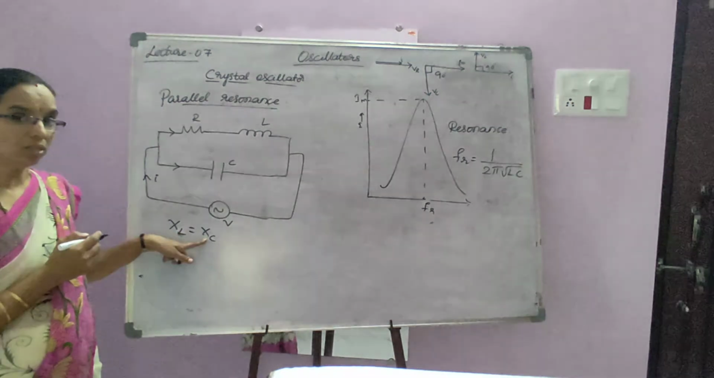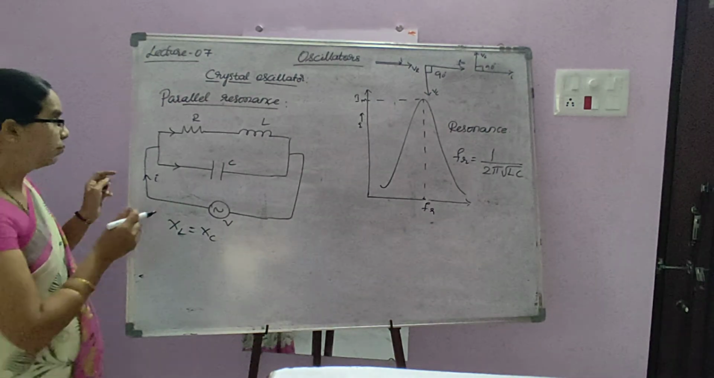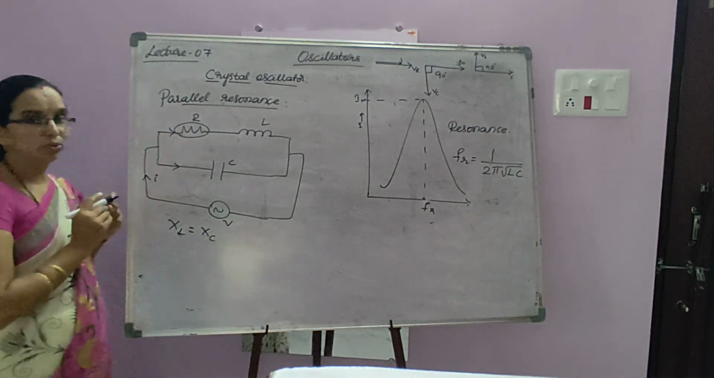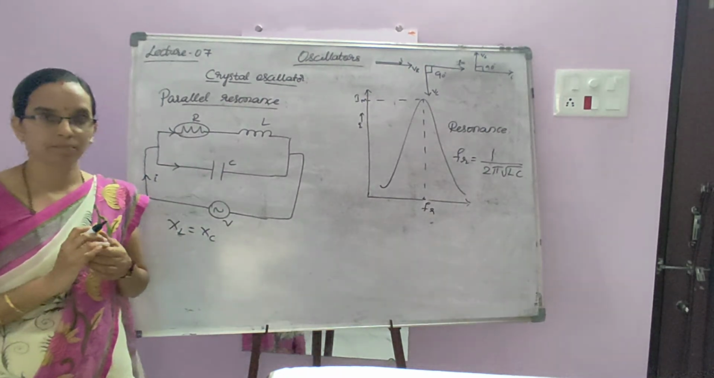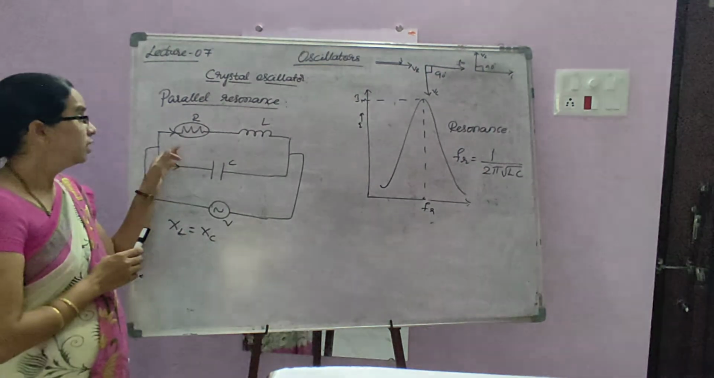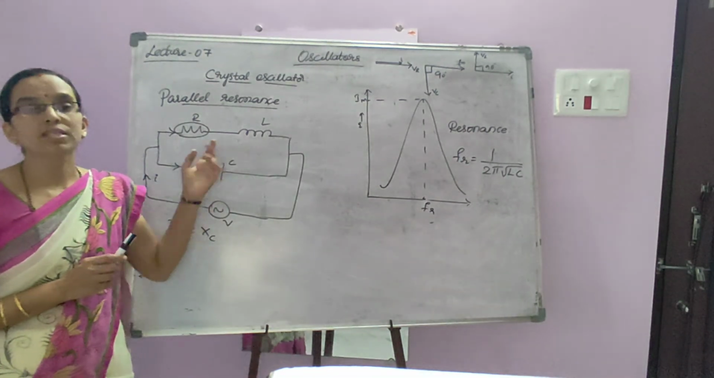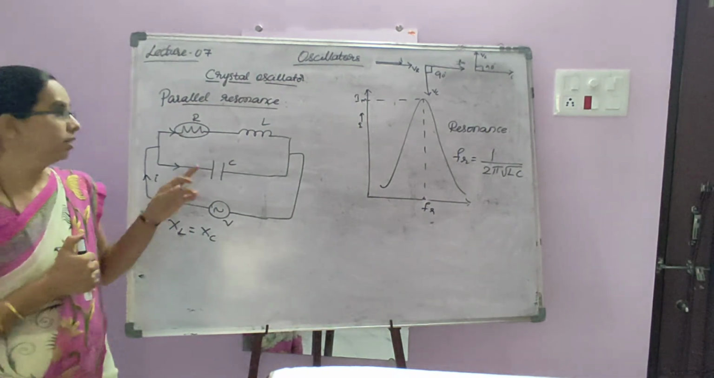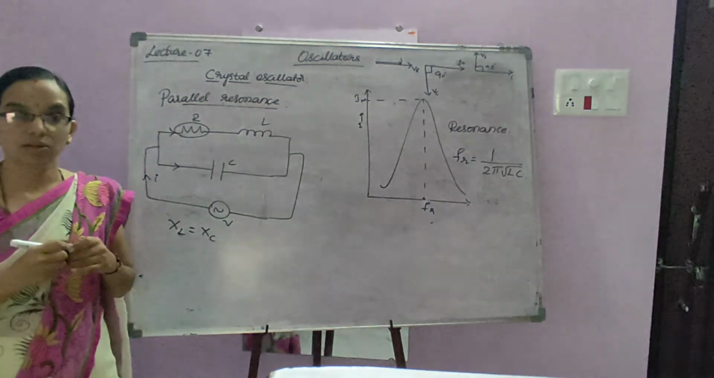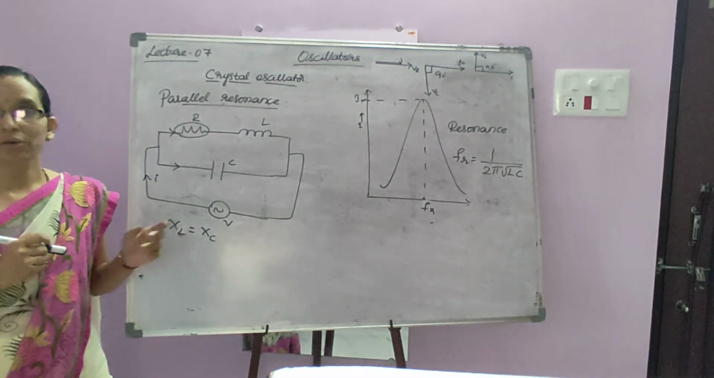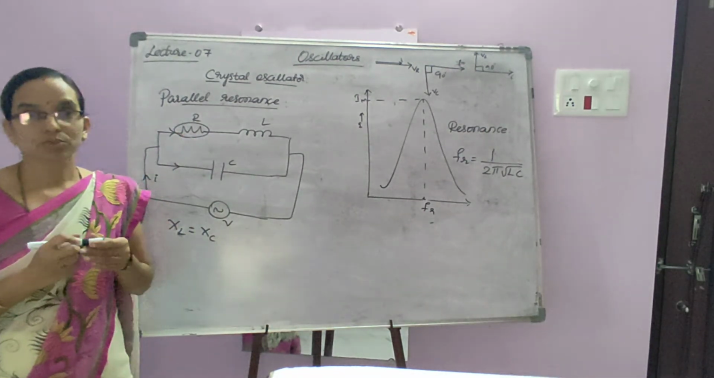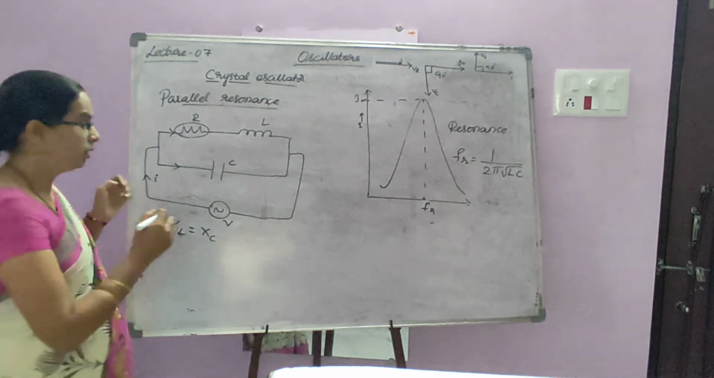At the point of resonance, XL will become equal to XC. At that time, if I consider the resistance very small, the same current flows through both L and C, and that current is equal in amount and opposite in direction. So the currents will cancel out. Ideally, there is zero current drawn from the circuit, but practically there is a small value of resistance, so the current drawn from the circuit will be minimum.